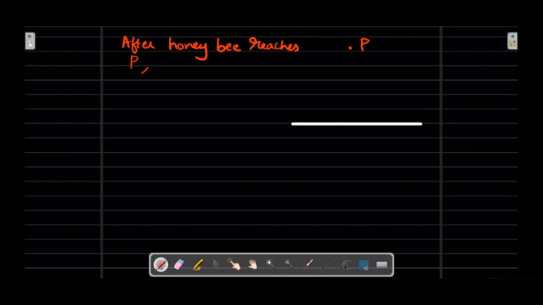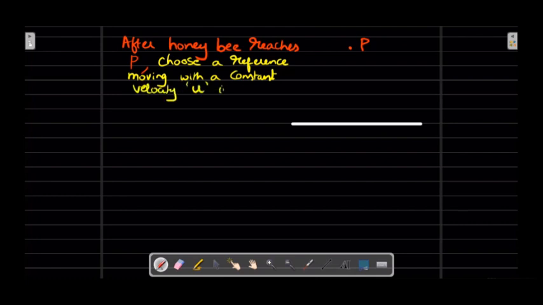Okay, so what I will do is, once the honeybee reaches this point P, from that point, choose a reference frame moving with a constant velocity of that u in rightward direction. Note that this is an inertial frame.